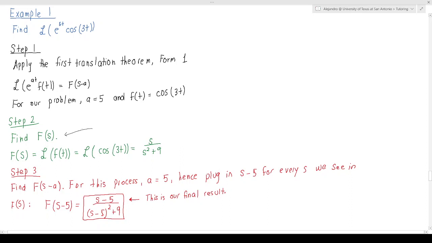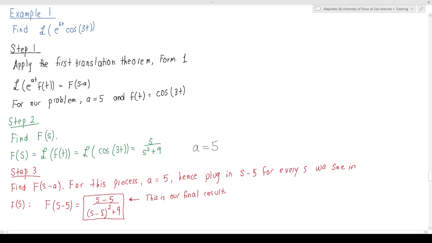So the work involves finding, first of all, what big F of s is. Big F of s is just the Laplace transform of f of t, which we said is cosine of 3t. The Laplace transform of cosine of 3t, using the table, we can quickly determine, is s over s squared plus 9. And then in step 3, that's big F of s, but our answer to the problem needs to be big F of s minus a. So wherever we see an s in F of s, we're going to plug in s minus a, and in our case, a is 5.